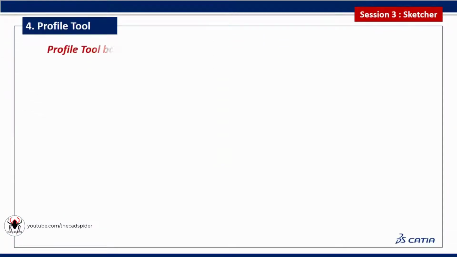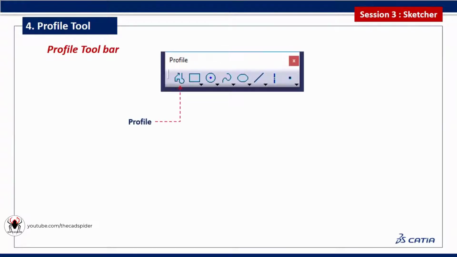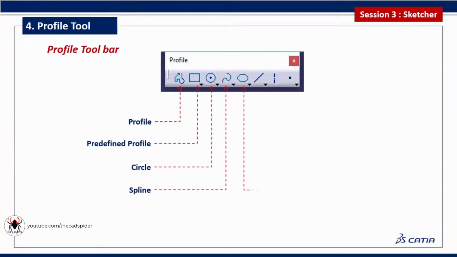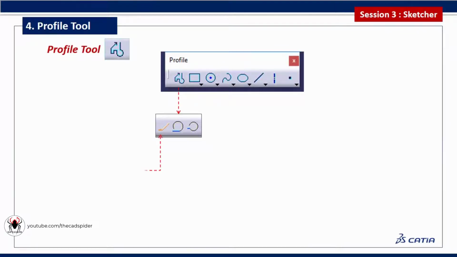Next topic is profile tool. First, we discuss about profile toolbar. This toolbar includes drawing tools such as profile, predefined profile, circle, spline, conic, line, axis and point. Profile tool is used to create continuous lines and arcs. It also includes tangent arc and three-point arc.